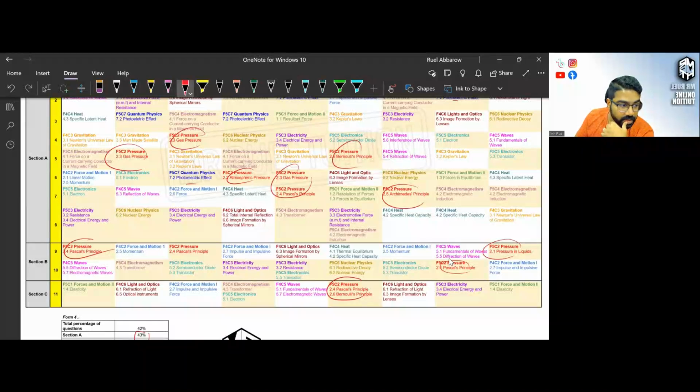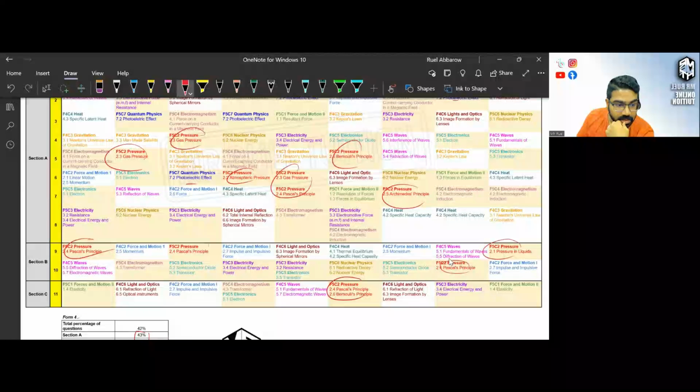If you look at all the pressure topics, Archimedes' principle has come out once. Okay. And then you can see Bernoulli's principle, two, within the same paper. Okay, and then Pascal's principle, 1, 2, 3, 4, 5. So you can see Pascal's principle has come out a lot. Okay, let's go back to focus on Section B.